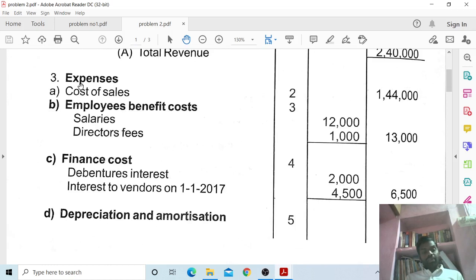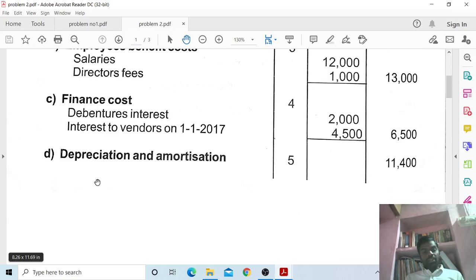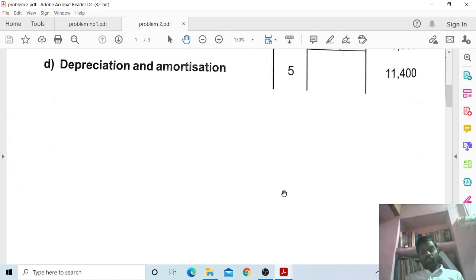Next, third one, expenses. Under expenses, A: cost of sales, note number 2, 1,44,000. B: employee benefit cost, note number 3, salaries 12,000, director fees 1,000, total 13,000. C: finance cost, note number 4, debenture interest 2,000, interest to vendors on 1/1/2017 4,500, total 6,500. Next, depreciation and amortization, note number 5, 11,400.